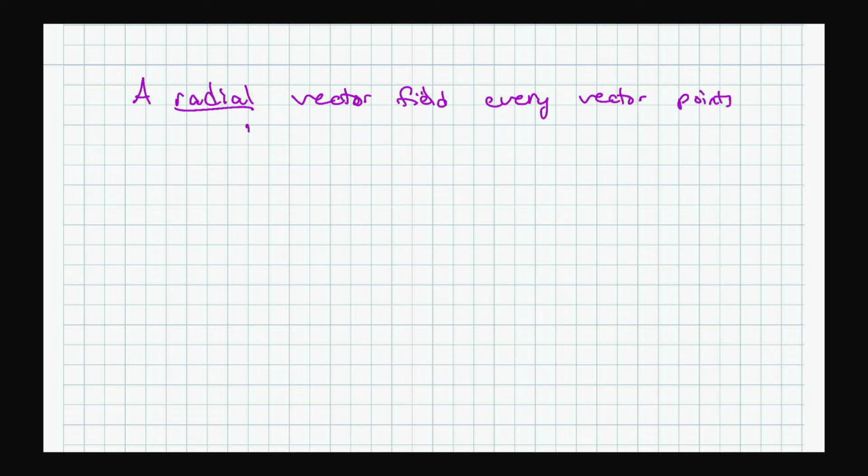So, just kind of a note on types of vector fields. A radial field. I said radial, did not write radial. A radial vector field: every vector points directly toward or directly away from the origin.